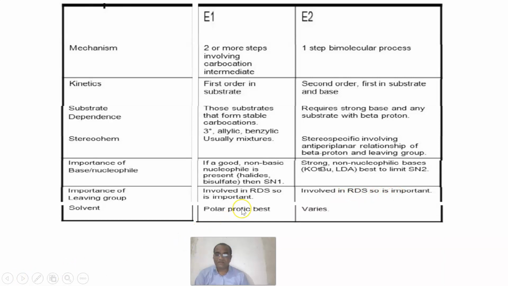After that, it proceeds in a polar protic solvent. Polar protic here means it should have a hydrogen, which is required because of the carbocation being formed in between. The polar solvent stabilizes this carbocation formed during the reaction.